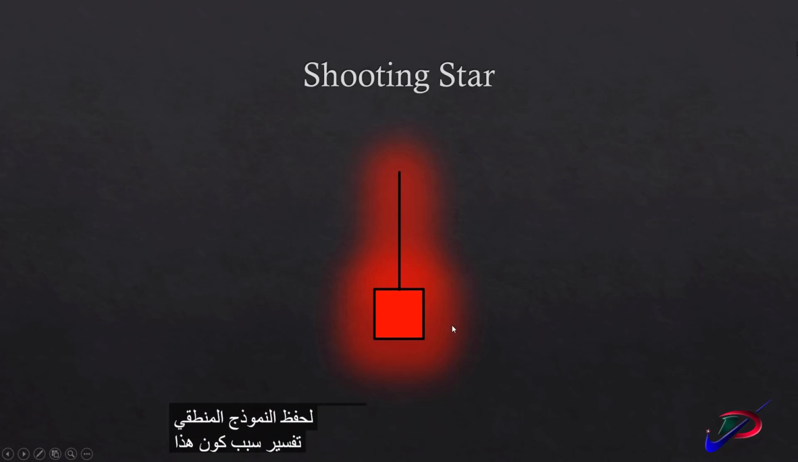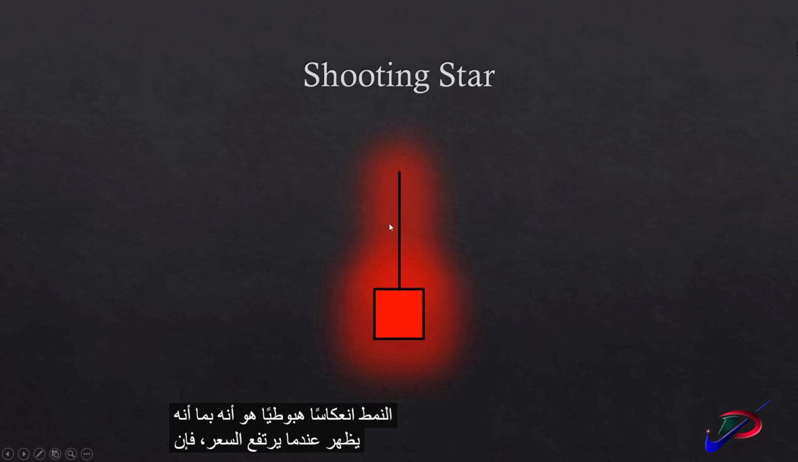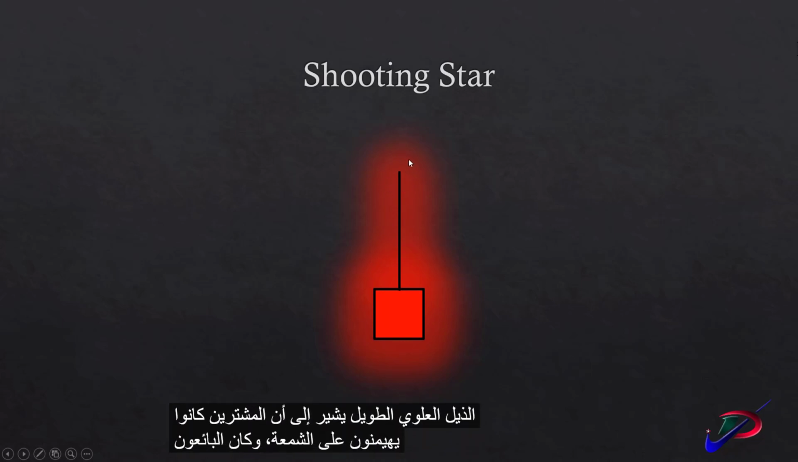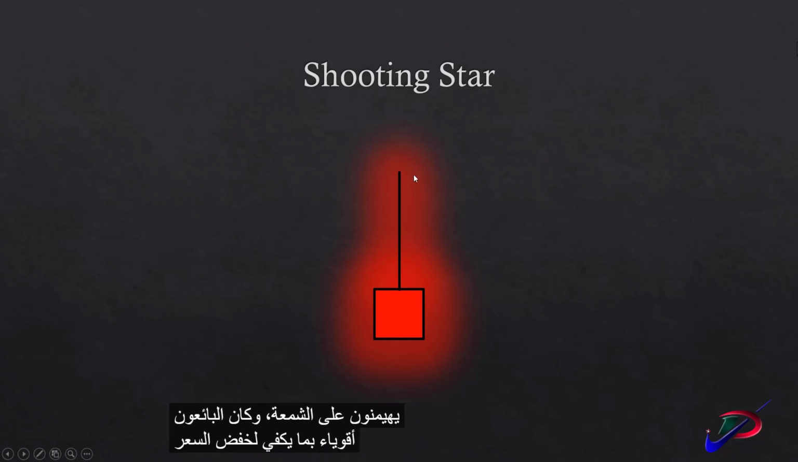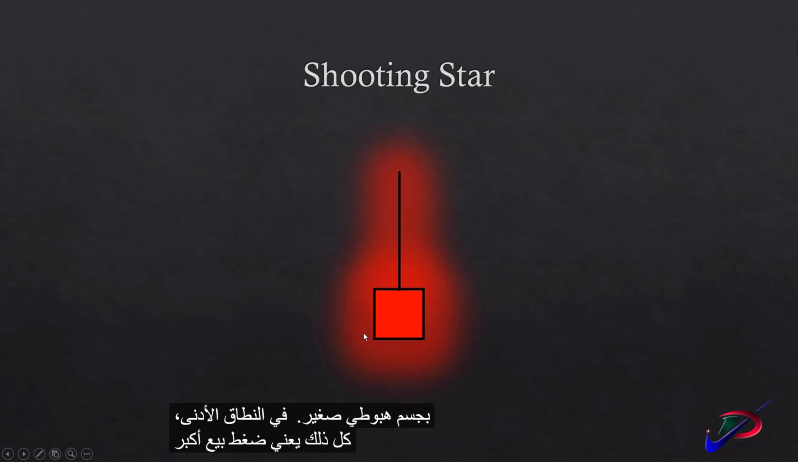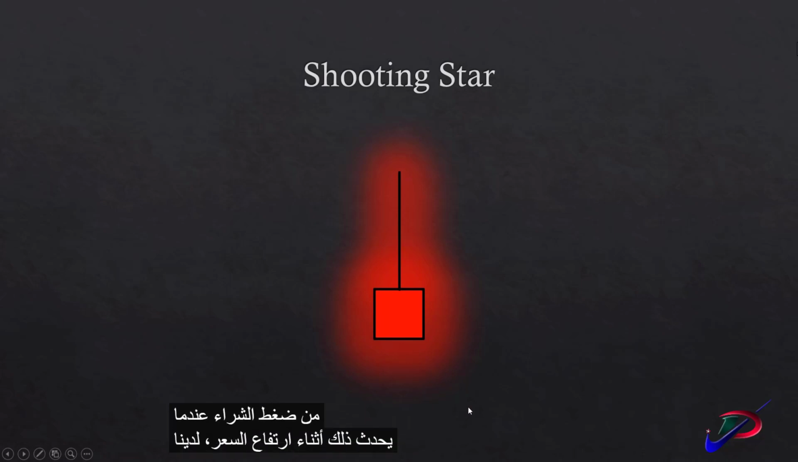The logical interpretation of why this is a bearish reversal pattern is that, since it appears when price is going up, the long upper tail implies that buyers were once dominating the candlestick, but sellers were strong enough to bring price down and make the candlestick close with a small bearish body in the lower range. All of that implies more selling pressure than buying pressure. And when that happens while price is rising, we have a signal that the trend might reverse to the downside.